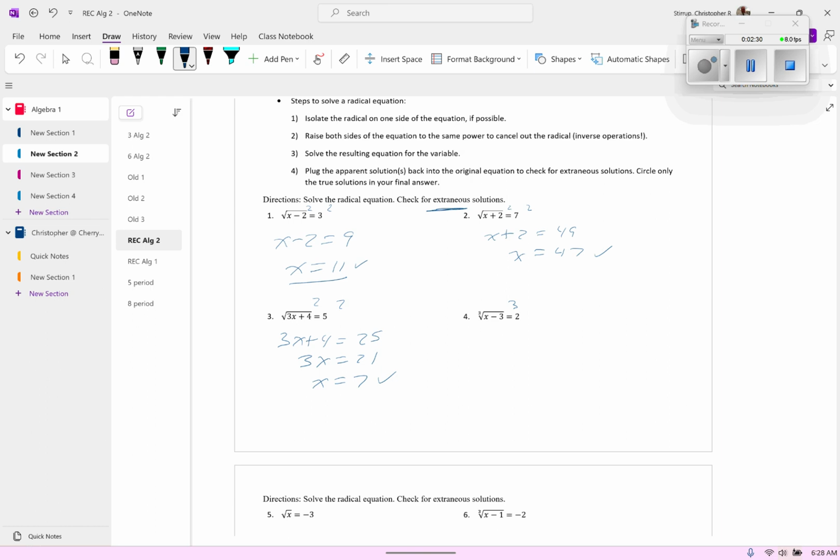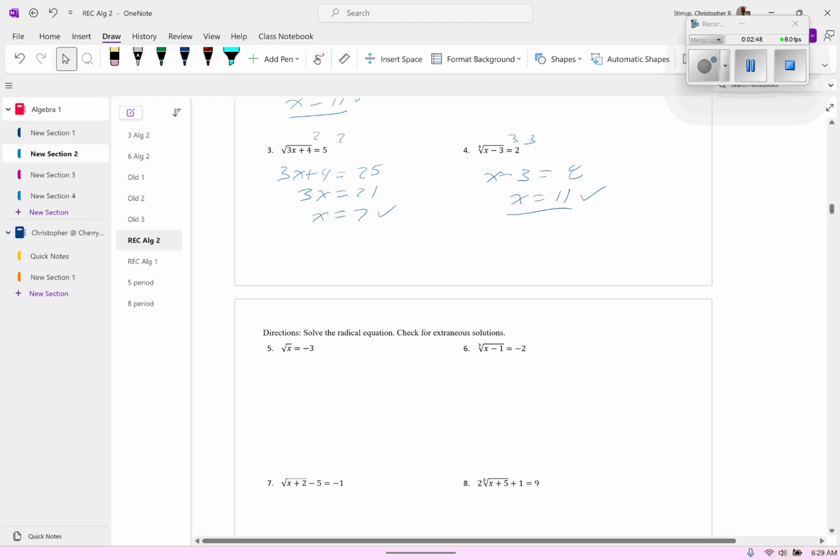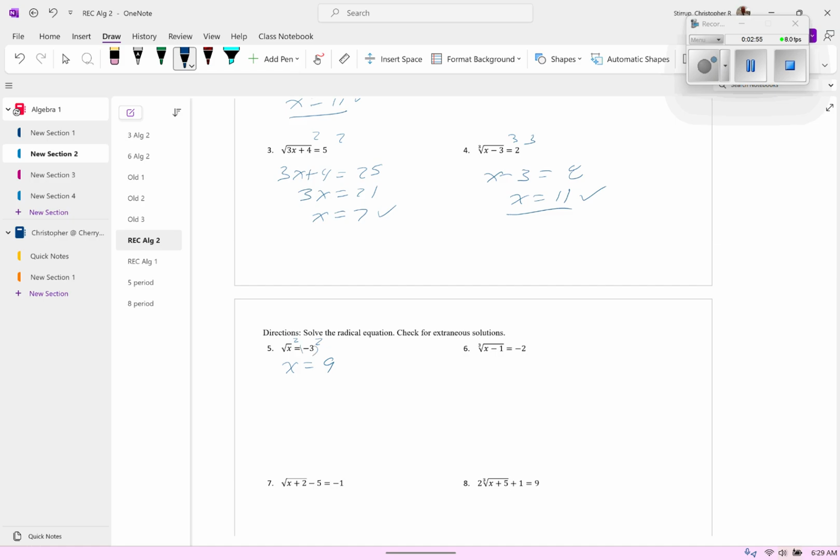This one I want to raise each side to the 3rd power, so I'm going to get x minus 3 equals 2 to the 3rd, so 2, 4, 8. Add 11 to both sides. So let's see if I plug 11 in, I get 11 minus 3 is 8. Third root of 8 is 2, so that works. Okay, so we haven't seen any extraneous solutions yet. This one I'm going to square both sides, so then I'm going to get x squared is equal to positive 9 because I'm squaring the negative 3. If I plug that back in, square root of 9 is 3, not negative 3. So this does not work.